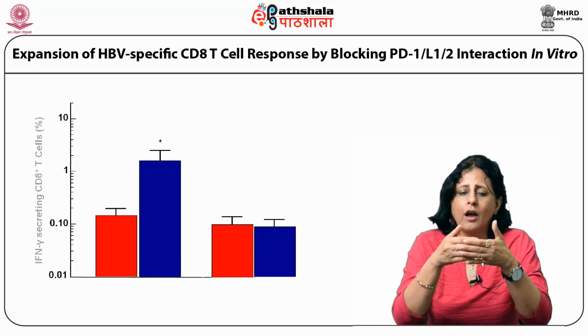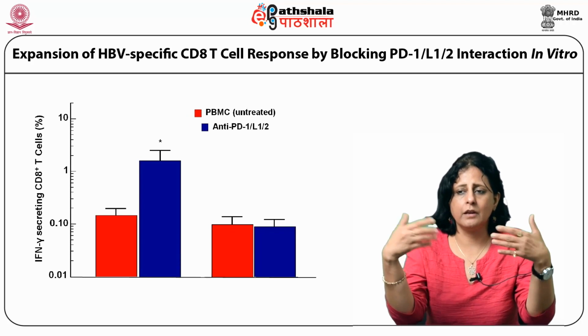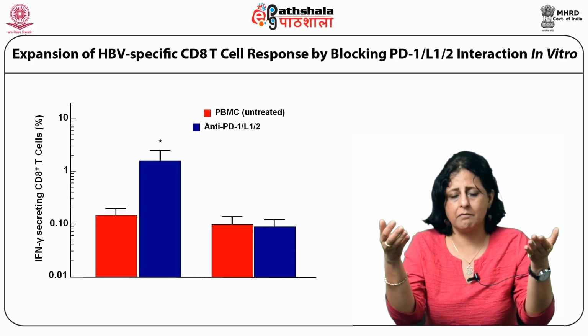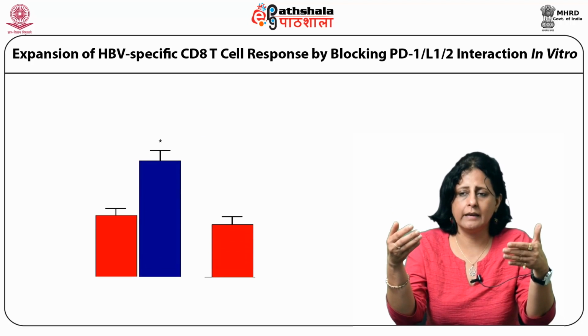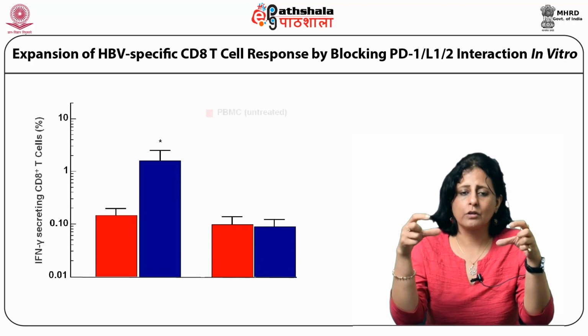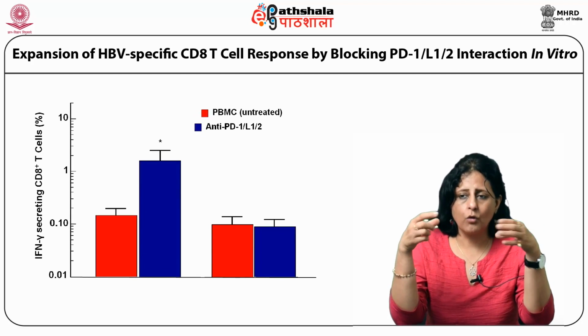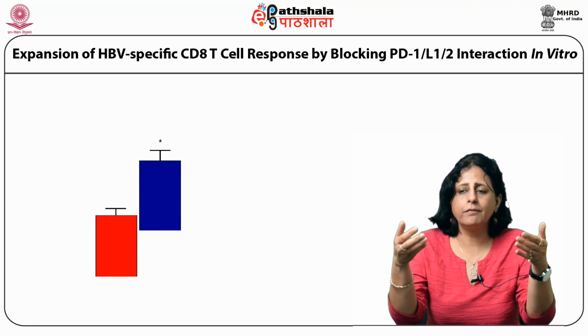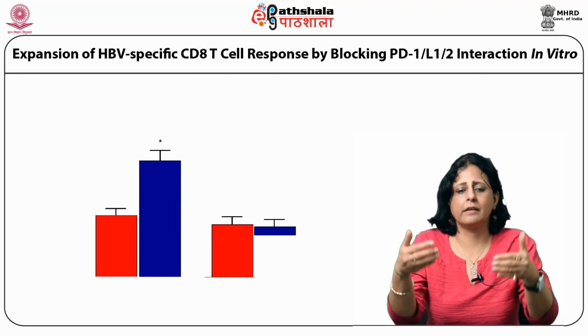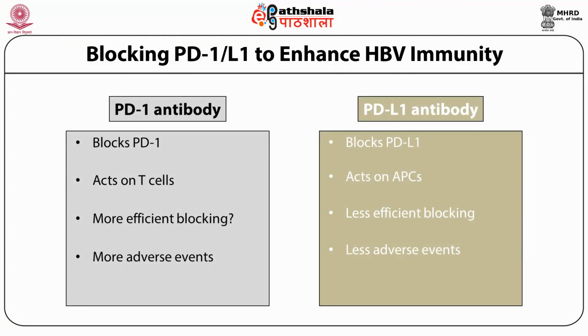However, when you block it in CMV, cytomegalovirus infection, there is not much enhancement of CD8 T cell function. So researchers have shown that you have to block the PD-1, PDL1 pathway in different viral infections differently. What is the safety parameter with the PD-1 and PD-L1 blockade and how does it enhance hepatitis B virus immunity?